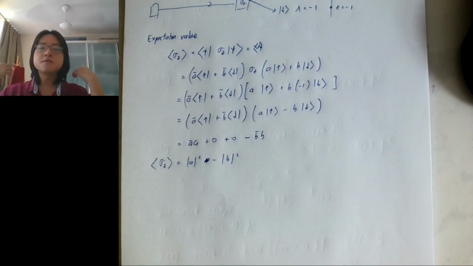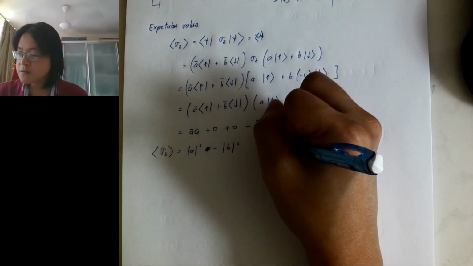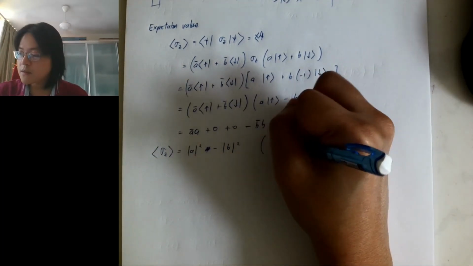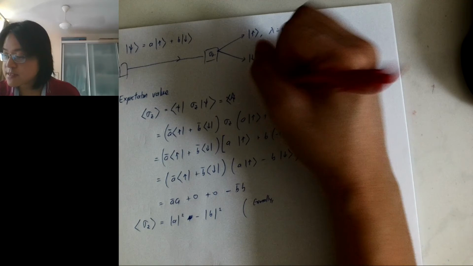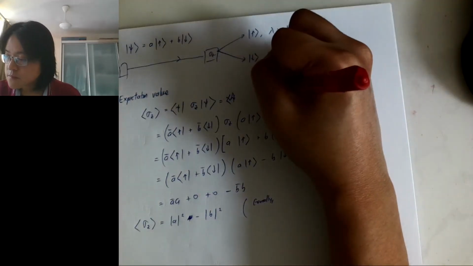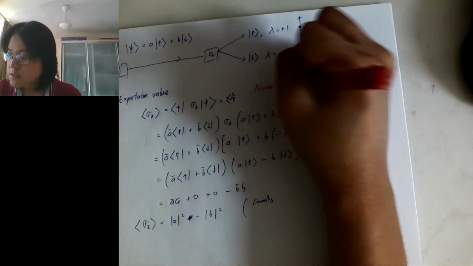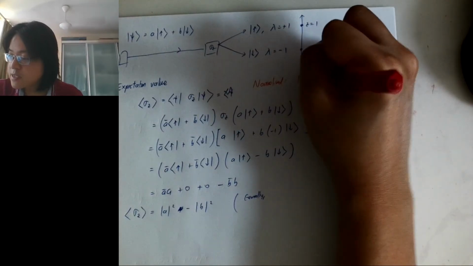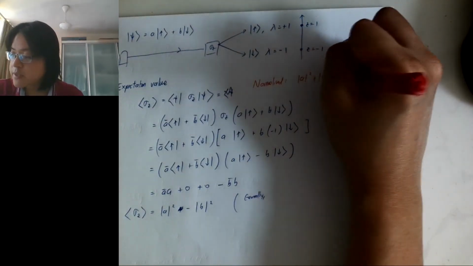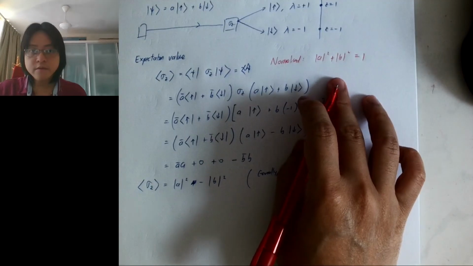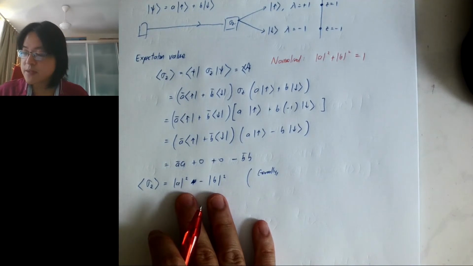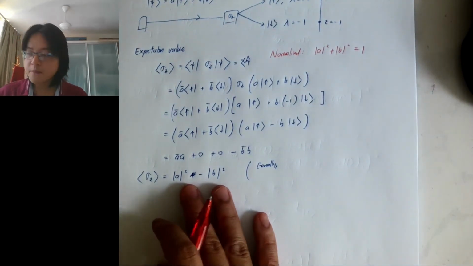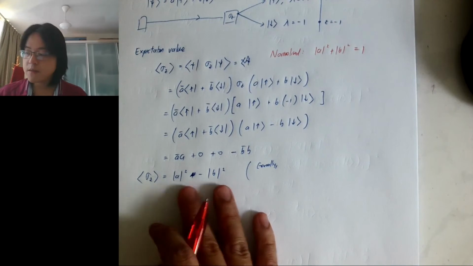Okay, so as you can see, in general, the expectation value, because remember, my state should be normalized. So that means the modulus squared of a plus the modulus squared of b must be equal to 1, right? So this can go between -1 and +1.